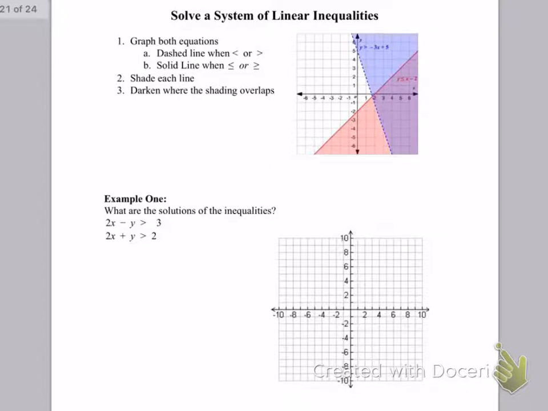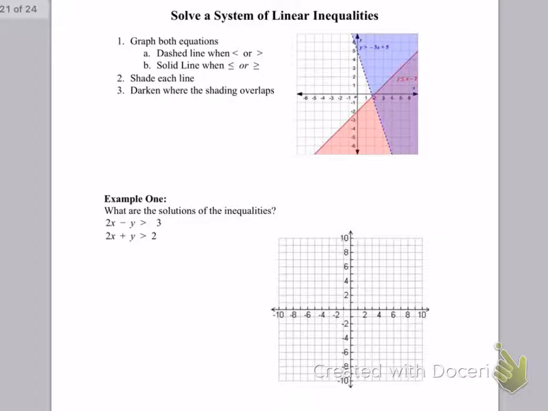You gotta graph both equations. And remember, it's a dashed line if there's no equal to symbol. If it has an equal to symbol, it's going to be a solid line. Don't forget that. Take that with you forever.